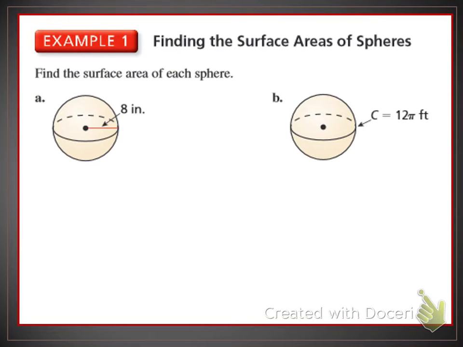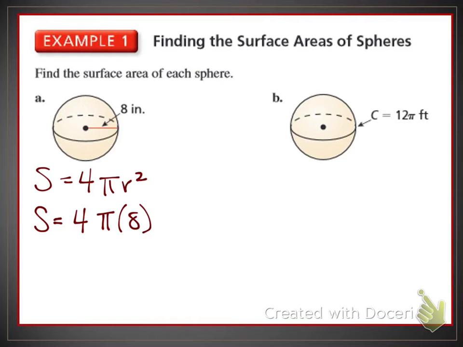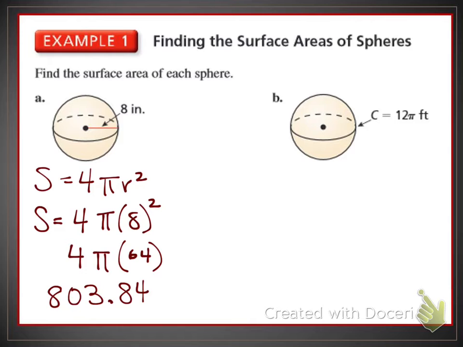Find the surface area of each sphere. So surface area equals 4 pi r squared. What is the radius? 8. So you plug in 8 for the radius. 8 squared is 64. And then just multiply all the way across. 4 times 3.14 times 64. And we get 803.84. And it is inches. Remember that this is surface area, so it is inches squared.